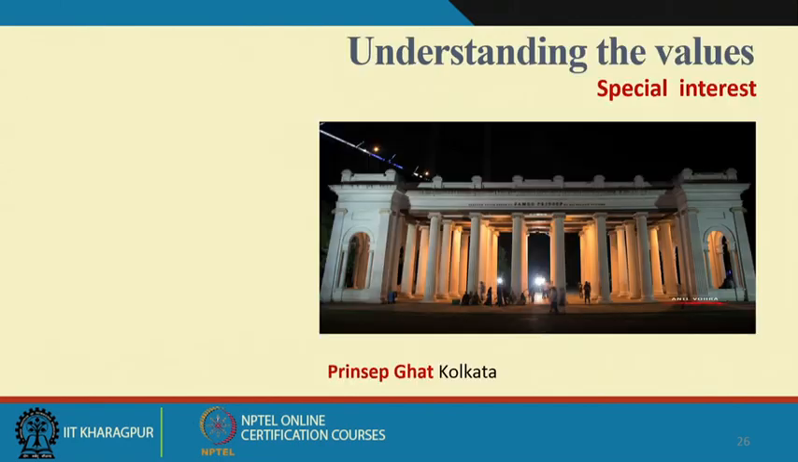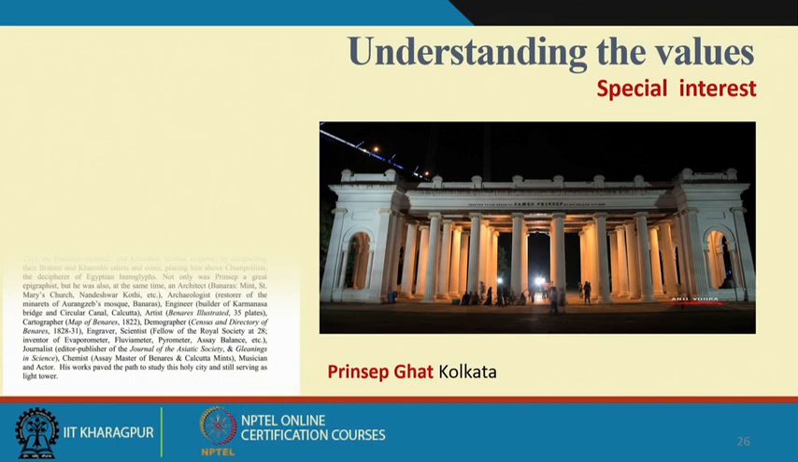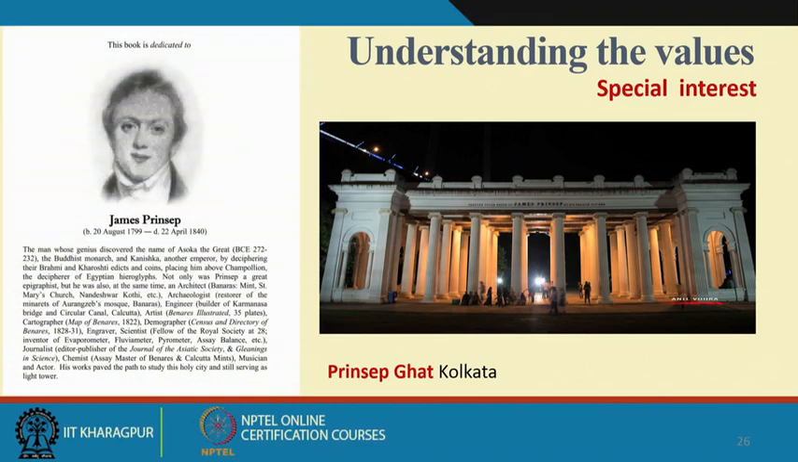There are special interests. For example, this is Prinsep Ghat in Kolkata. The special interest can be of various types. Prinsep Ghat is not a very monumental structure. It is just, as the name suggests, a ghat that was a landing for boats. And why was it built? It is of special importance because of the association. It is associated with a person called James Prinsep.